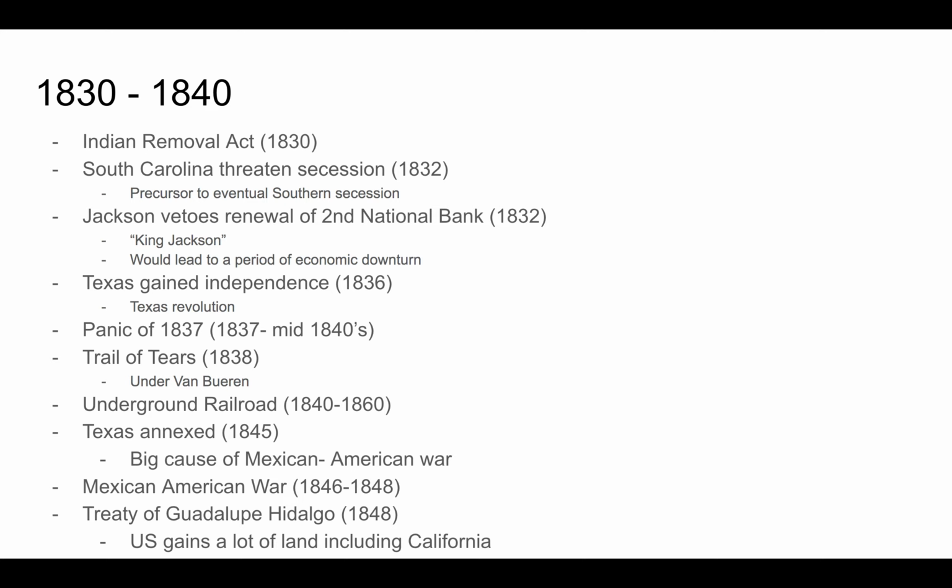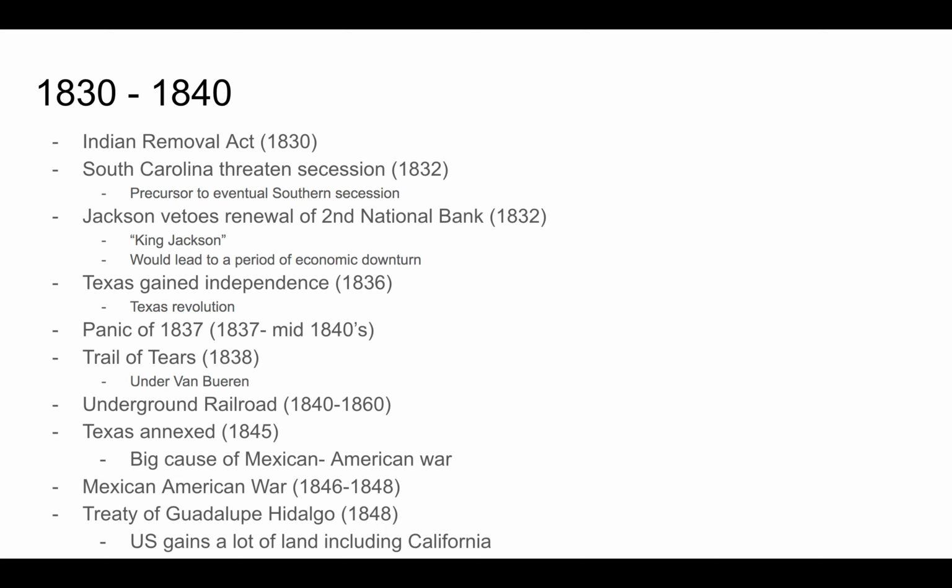After that, in 1836, we have Texas gaining independence through the Texas Revolution. Then we have the Panic of 1837, which lasts from 1837 to the mid-1840s. Then we have the Trail of Tears in 1838, which was a result of Jackson's Indian Removal Act, and this was under President Van Buren. Then we have Harriet Tubman's Underground Railroad, which lasted from 1840 to 1860.